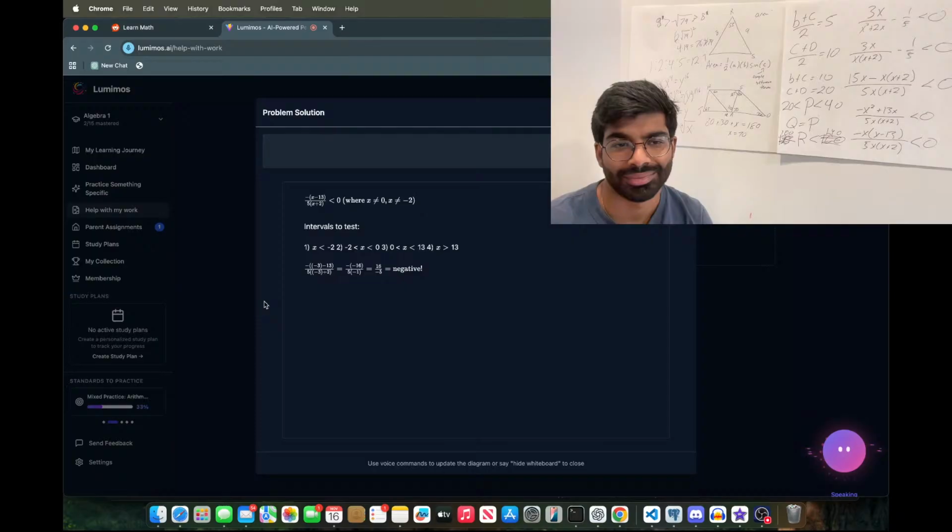Perfect! So the key takeaway for rational inequalities: factor everything, find your critical points, then test intervals to see which regions work. The denominator signs can totally flip things, so you gotta check both parts of the fraction. Any questions before we close the whiteboard?